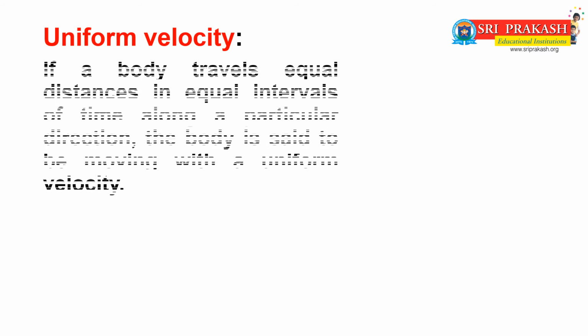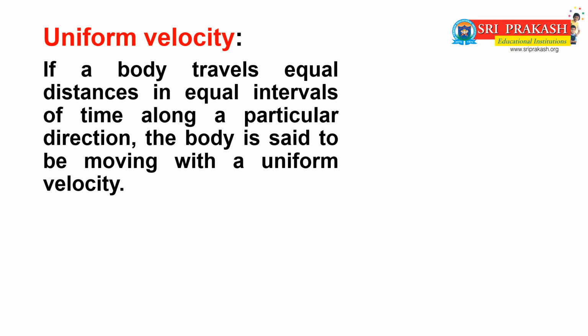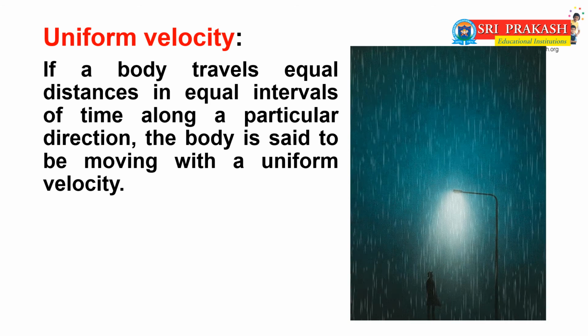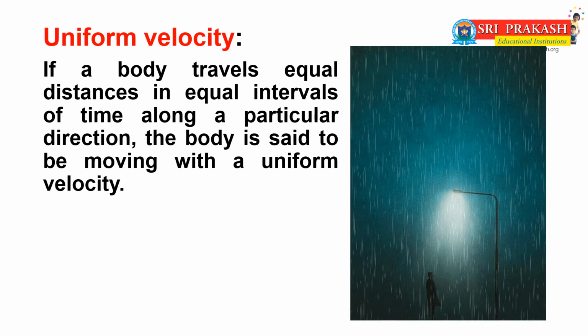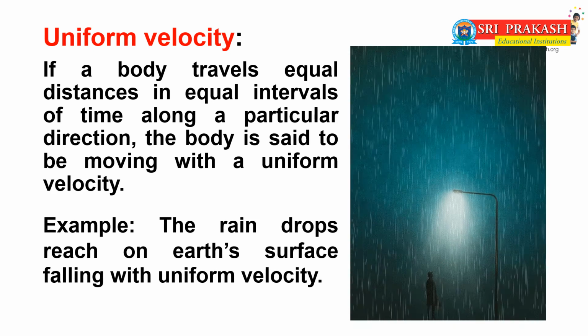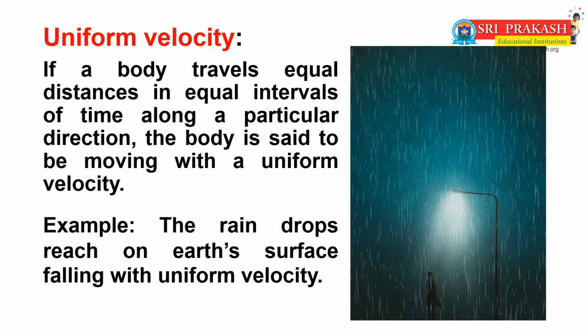Uniform velocity. If a body travels equal distances in equal intervals of time along a particular direction, the body is said to be moving with a uniform velocity. In most of the cases, the bodies which are in motion may not exhibit uniform velocity. A special case shown in the image, the rain falling with uniform velocity towards the earth. This can be considered an example for uniform velocity.